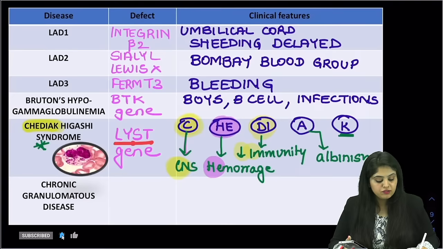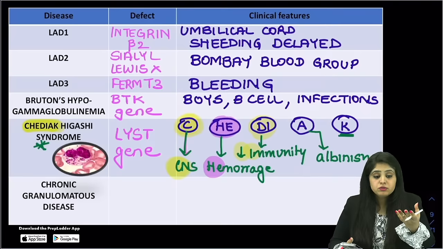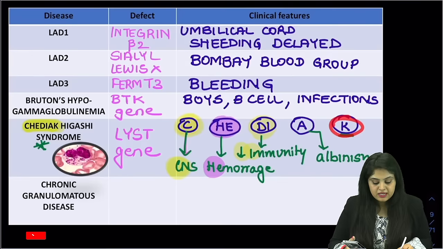The LYST gene, lysosome is present from head to toe, everywhere in the body. So if lysosome has a problem, then every organ of the body ends up having a problem. What is A? A for albinism. You'll be able to see it in the child only. The child will have silver color hair, silver color eyebrows. So there's hypopigmentation, albinism. And coming to the pathology, what is K?